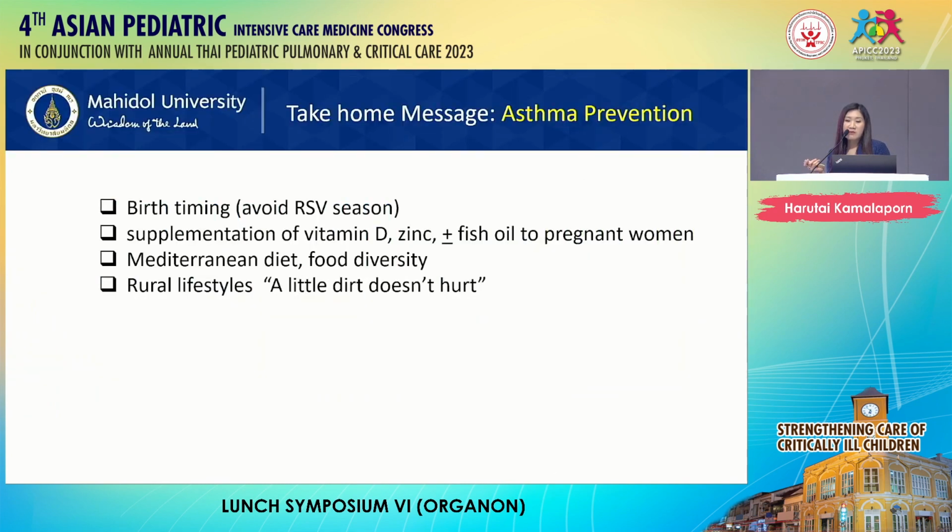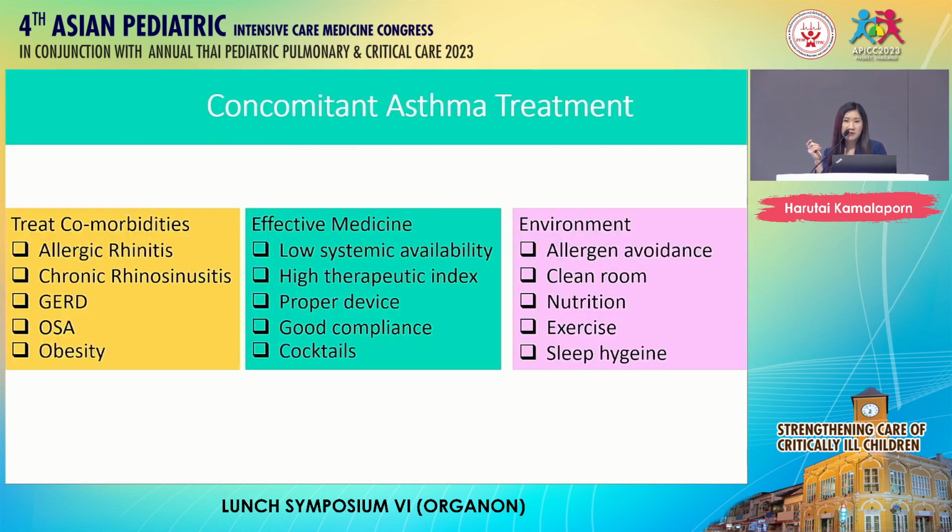So my take-home message about asthma prevention is that you have to prepare before having a child. Calculate the birth timing. Try to avoid giving birth in RSV season. So think about when the fertilization should be, and then supplementation of vitamins, fish oil, Mediterranean diet, rural lifestyle, a little dirt doesn't hurt, and concomitant asthma treatment to treat comorbidity, especially allergic rhinitis. And I would like to stop here. Thank you.